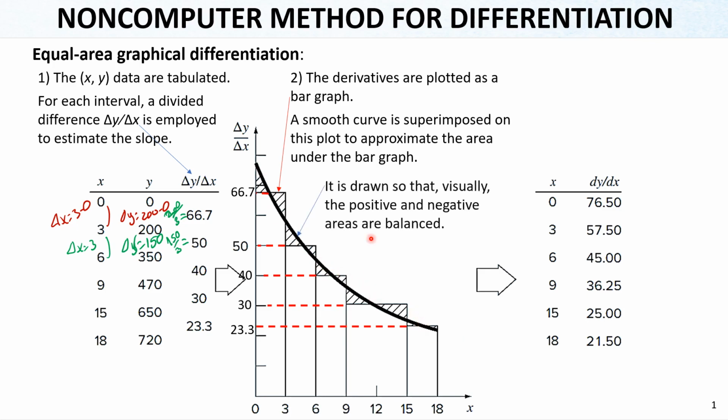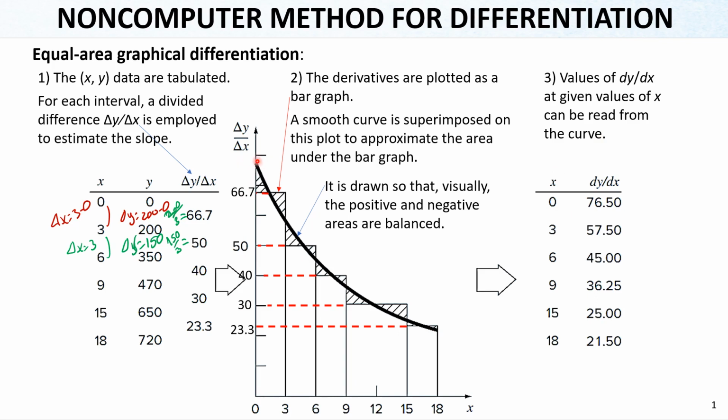Now let's go to the third one, because we said this already. It is drawn so that visually the positive and negative areas are balanced. Basically, midpoints are the best for that. And then the values of dy/dx, the derivatives at given values of x, can be read from the curve. So let's say for 0 we want to take the derivative. Then from this curve that we plotted, go to 0 on the x-axis.